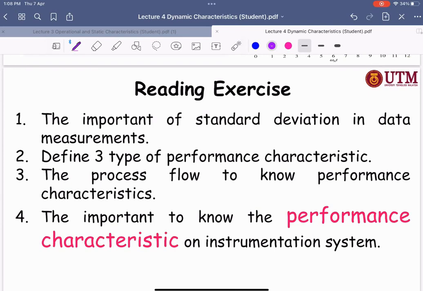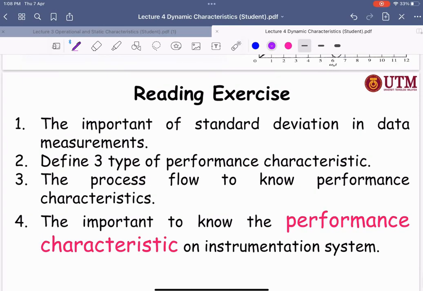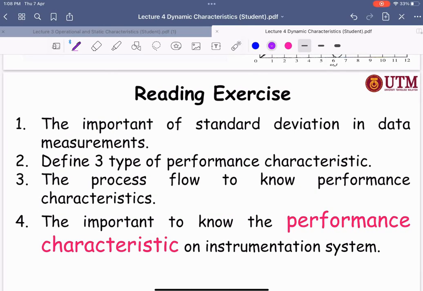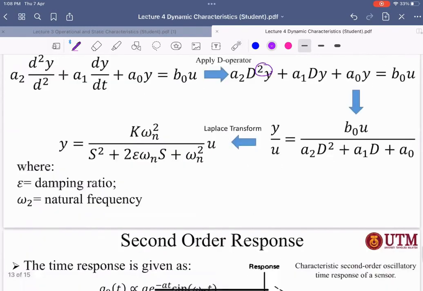After that, we do the measurement, so we need to know about the error, accuracy and so on. And after we do some measurement, we get the response, so at that time we need to know about the dynamic characteristic. It is important to know the performance characteristics of an instrumentation system, based on your logical answer, for example in order to control or to monitor and so on.